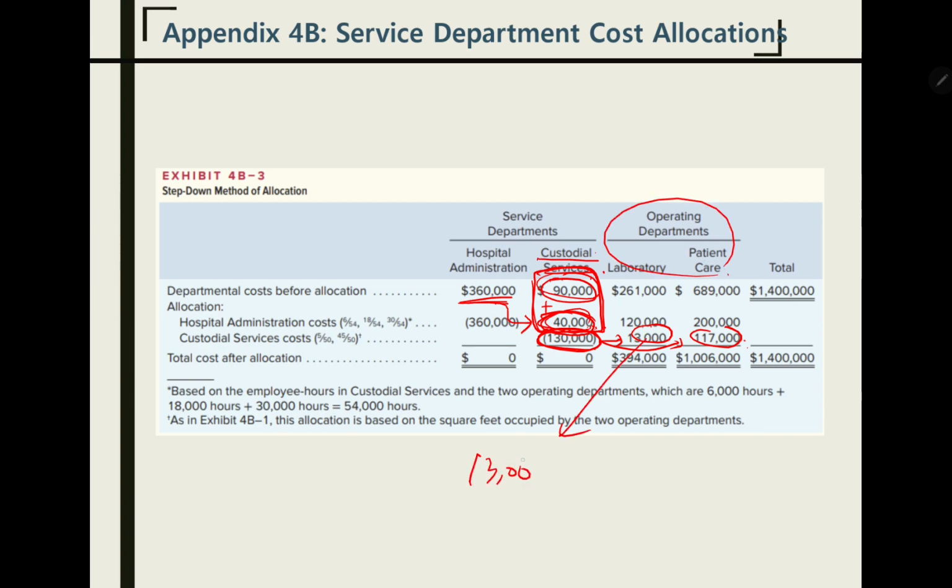So 13,000, it is computed by how much? 130,000 times 5,000 square feet divided by 5,000 square feet and 45,000 square feet. Okay. So this is how we do the step down method.